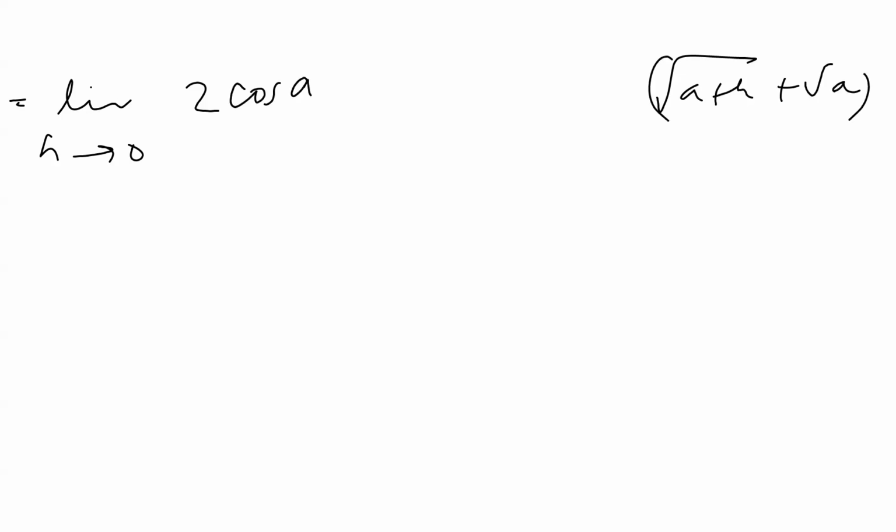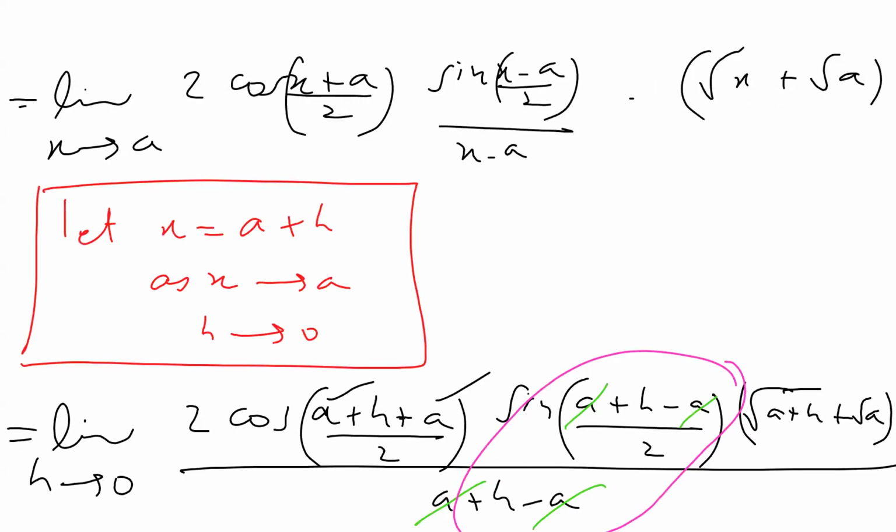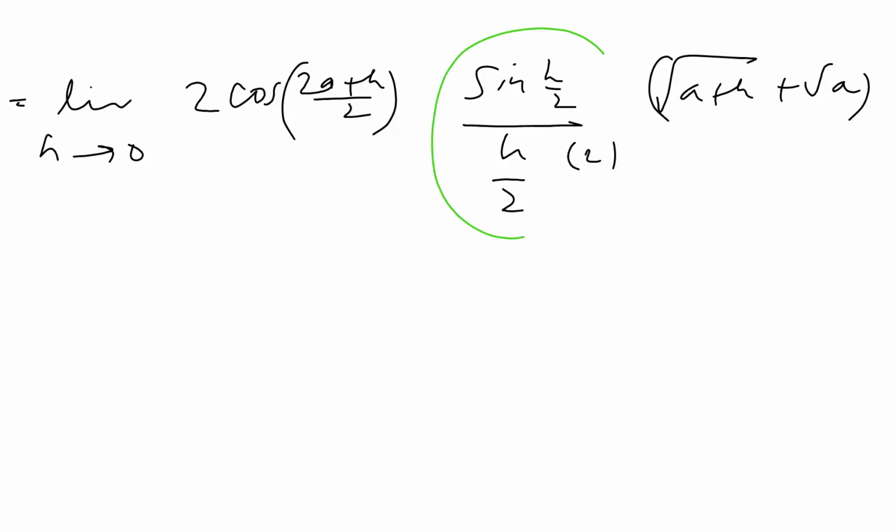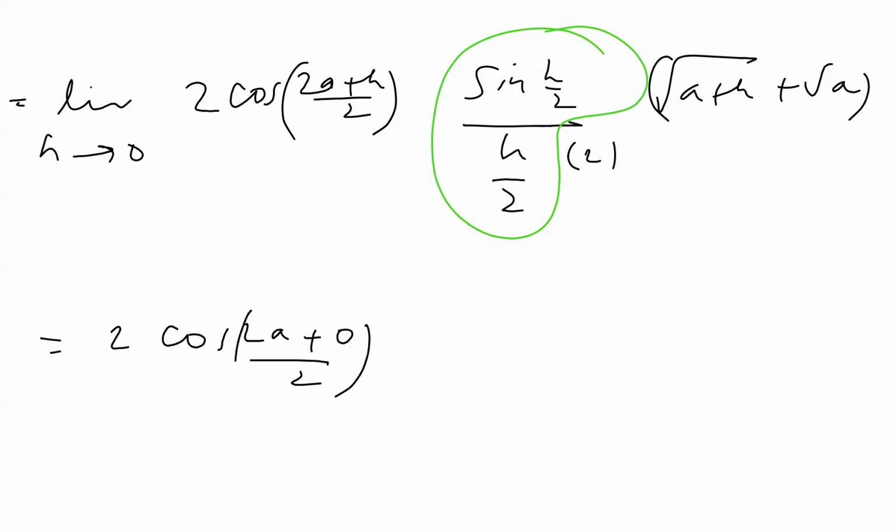Limit h approaching 0, cos((2a plus h)/2). Why (2a plus h)/2? Because a plus a will be 2a, into sin(h/2) upon h. So these are the terms which are left. Now divide and multiply by 2. This thing will be 1. Now put the value of h as 0 in the remaining terms.